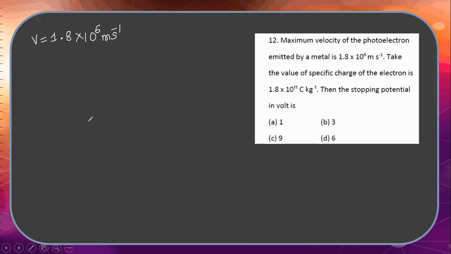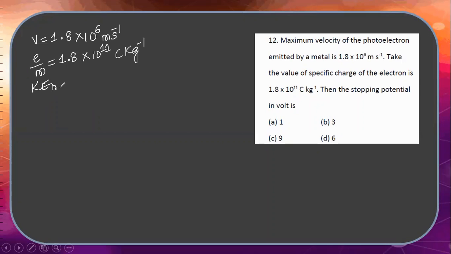Take the value of the specific charge of the electron, e by m, as 1.8 into 10 power 11 coulomb per kg. Then we need to calculate the stopping potential. For this, the stopping potential depends on the maximum kinetic energy.